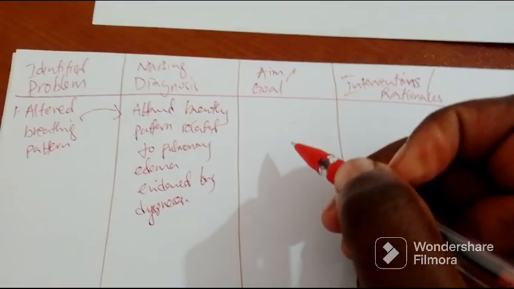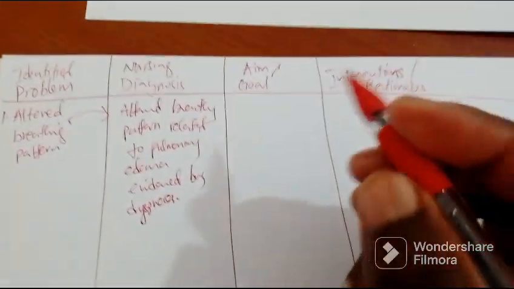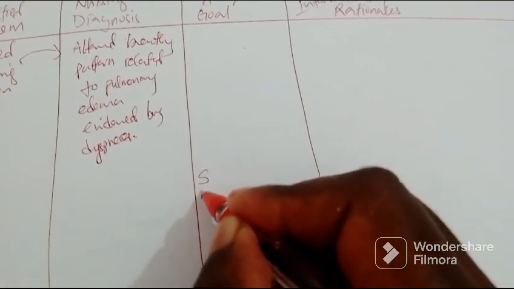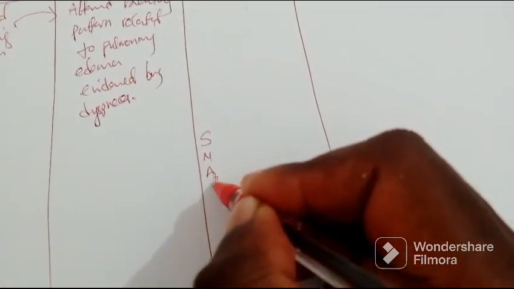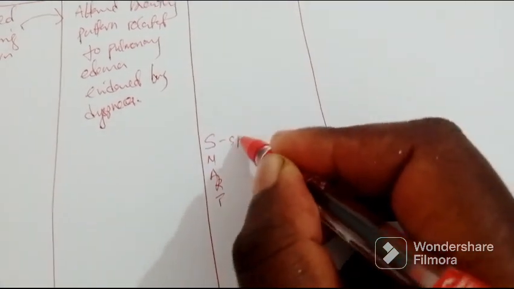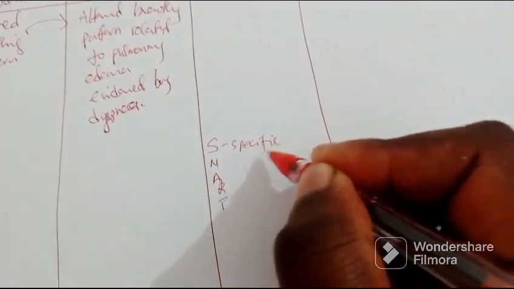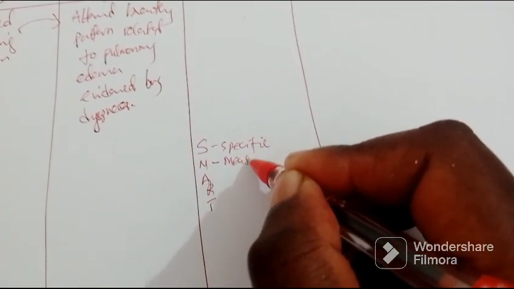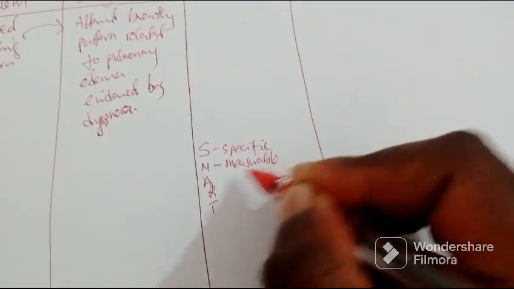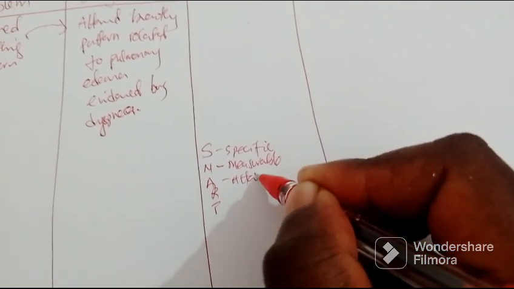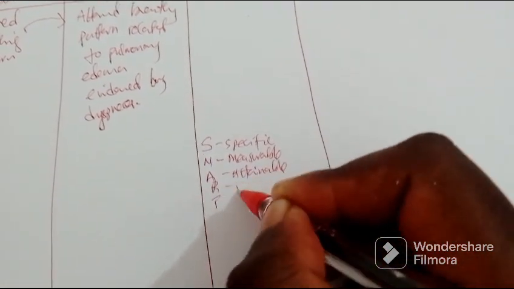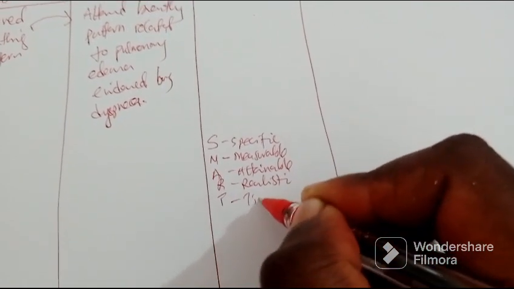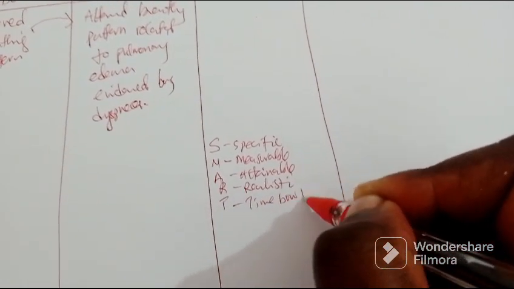Then what is our goal? So now how to write the goal? Remember, your goal needs to be SMART. Now SMART means it should be specific. So who are you doing this goal on? Then it should be measurable, it should be attainable, then it should be realistic, and it should be time bound.